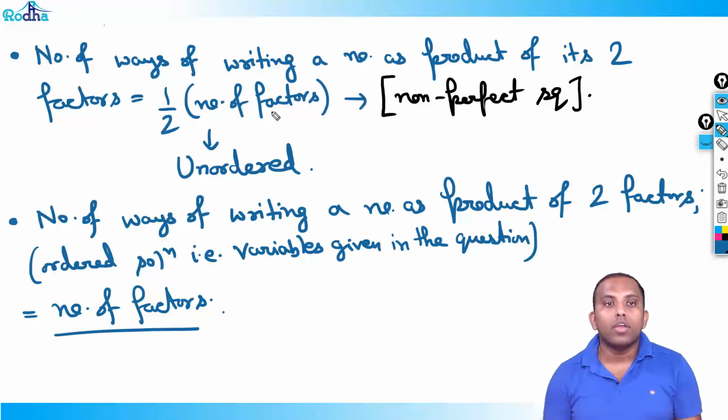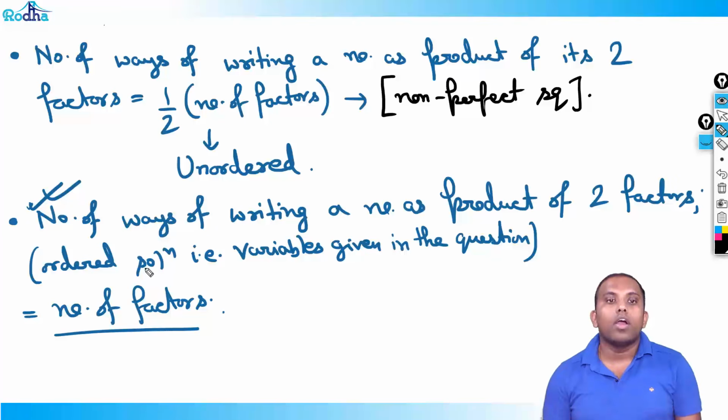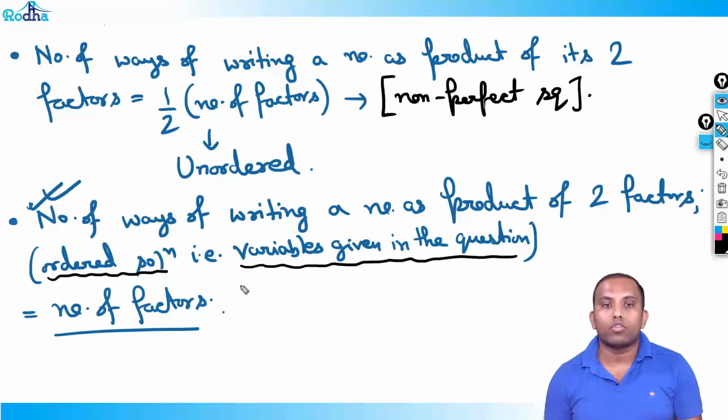Okay, so the number of ways of writing a number as product of two of its factors, in ordered solution, that is, variables will be given in the question. So what is the answer then? The number of factors. Why? Because in the earlier case it was half into the number of factors. Now we'll multiply it by two, for every way twice. This 2 will get cancelled, so it will be equal to the number of factors in this case.